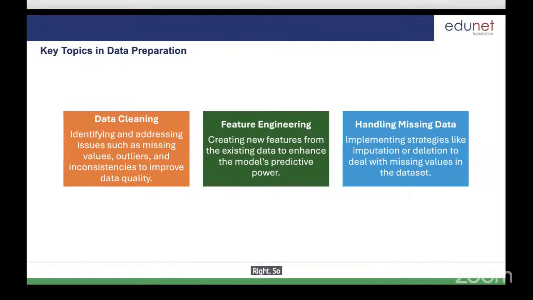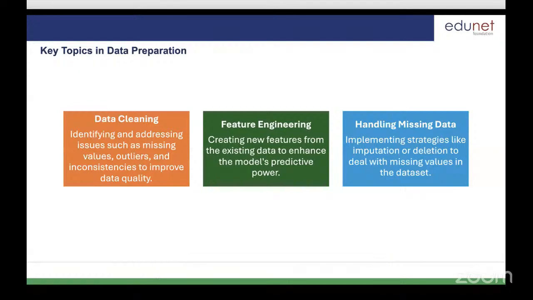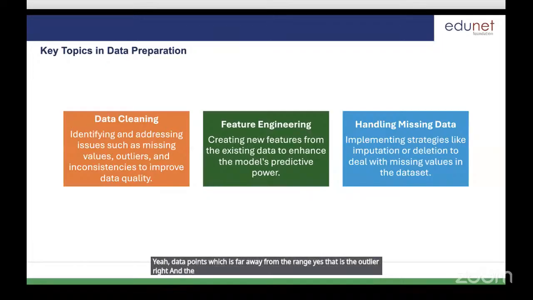Apart from that, there will be a lot of outliers. Can you tell me what an outlier is, students? Do you have any idea what an outlier is? Abnormal values. It's not duplicate data. We're talking about outliers. Yes, data points which are far away from the range, that is the outlier. And the data quality as well. So these are the key things to remember in data cleaning.